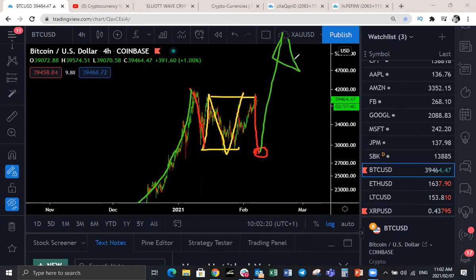So the structure here is going to be an ABC corrective structure, if you're going to get this leg.